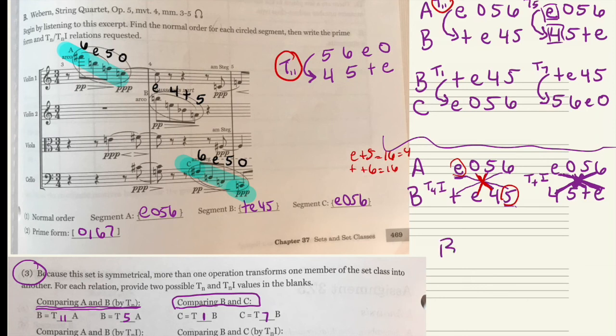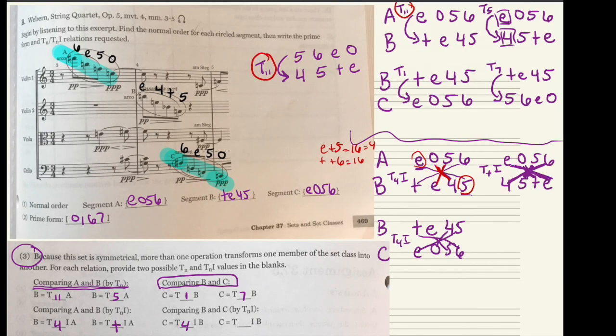And then finally, I'm going to compare B and C again. Now for inversion. Let me move that over a little bit. So set B, normal order TE45. Set C, E056. I'm looking for inversion, so I'm going to compare those crosses. T plus 6 is 16. E plus 5 is 16. I have another E plus 5, and 16 breaks down to 4, which is 4 plus 0. So these are related by T4I.